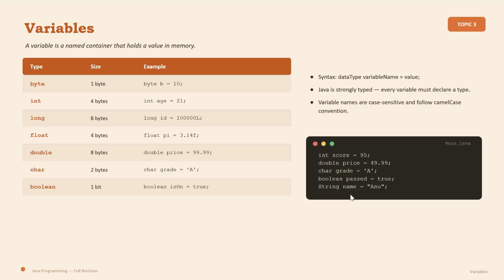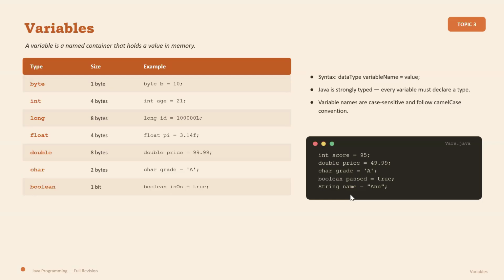The next topic is variables and data types. A variable is simply a named storage location in memory that is used to store data. Think of a variable as a labeled container or box. You can put information inside the box, use it when needed, and even change its contents later.